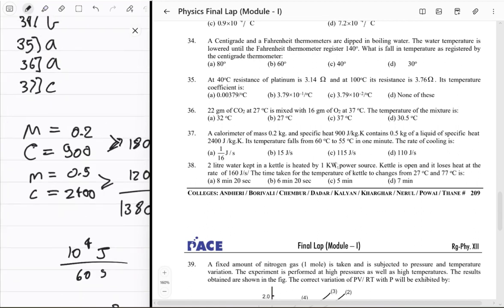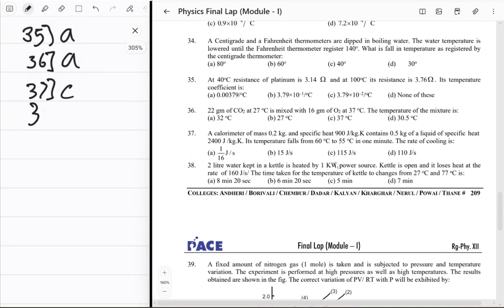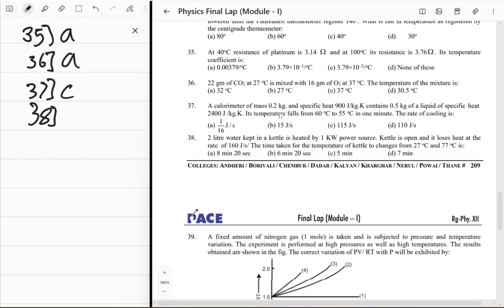Next question. 38. I'm going quite slow. I know. 38. 2-liter water kept in kettle is heated by 1 kilowatt power source. Kettle is open and it loses heat at the rate of something. The time taken for the temperature of kettle to change from 27 to 77. So how much did it change? Delta T is just, wait, what? Okay, the rate is constant. Cool.